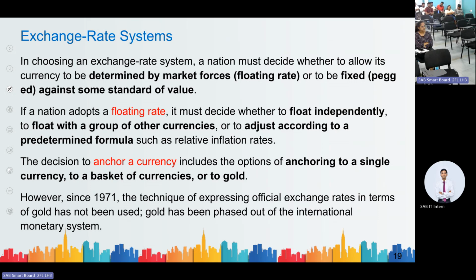When it comes to a fixed exchange rate, the government or the monetary authority anchors the local currency to a foreign currency, which should be a strong foreign currency. So there are two types of exchange rate systems. Basically, there are two, though there are some others as well. One is the floating exchange rate, and the other is the fixed or pegged exchange rate system.